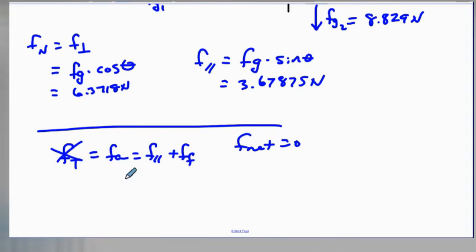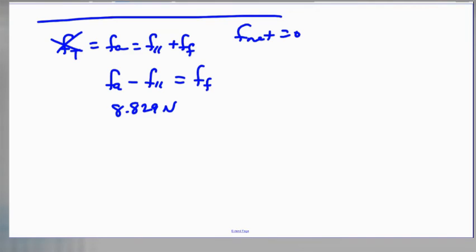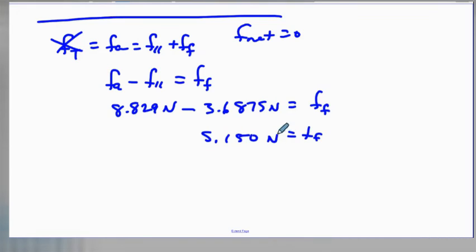I'm going to cross this out. So our Fa equals our parallel and our frictional force. And so what we can do is take our Fa, subtract our parallel force, and that'll tell us our frictional force. So in this example, our Fa was 8.829 newtons. And we're going to subtract our parallel force of 3.6875 newtons. And this will give us our frictional force for this problem of 5.150 newtons.